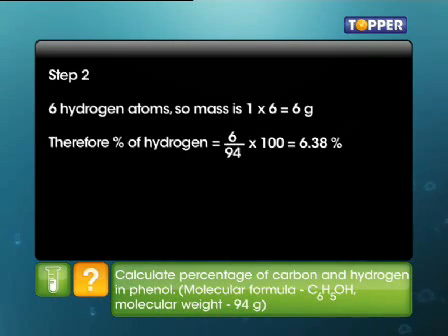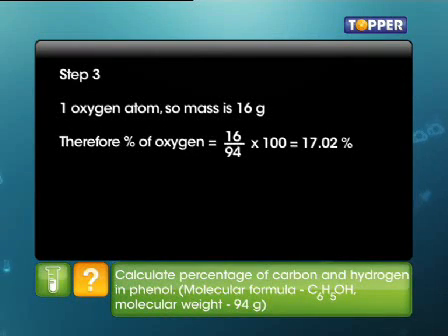Step 2. 6 hydrogens. So, mass is 1 times 6, which is equal to 6. Therefore, percentage of hydrogen is equal to 6 times 100 over 94, which is equal to 6.38%. As phenol contains oxygen, mass is 16, therefore percentage of oxygen is 17.02%.